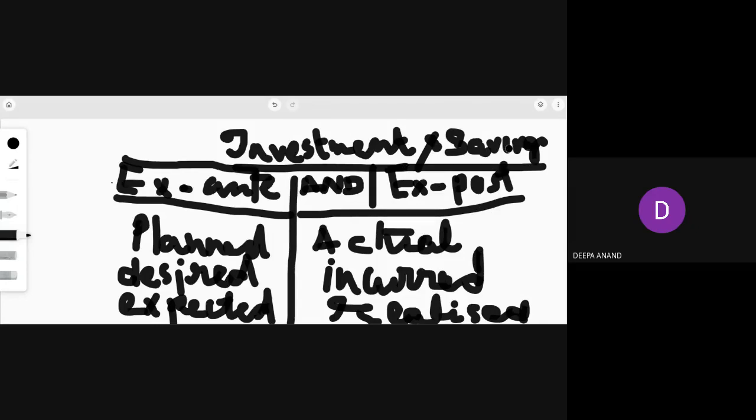One is planned and the other is actually incurred at different levels of income. In both cases, it is saving at different levels of income and investment at different levels of income. This one is planned and this is actual. Those are the two terms, ex ante and ex post.